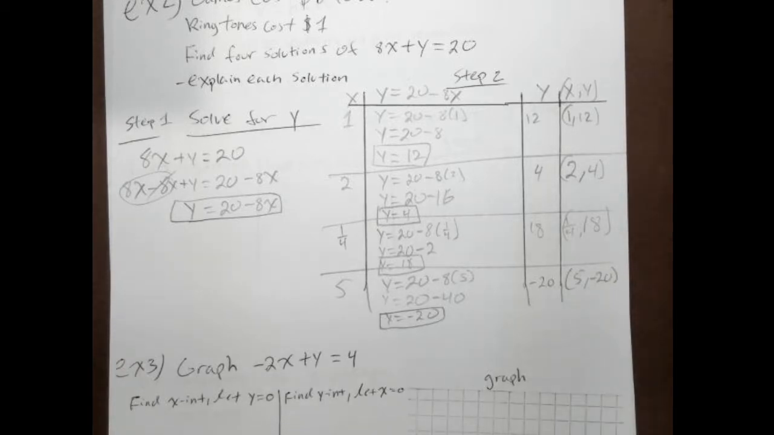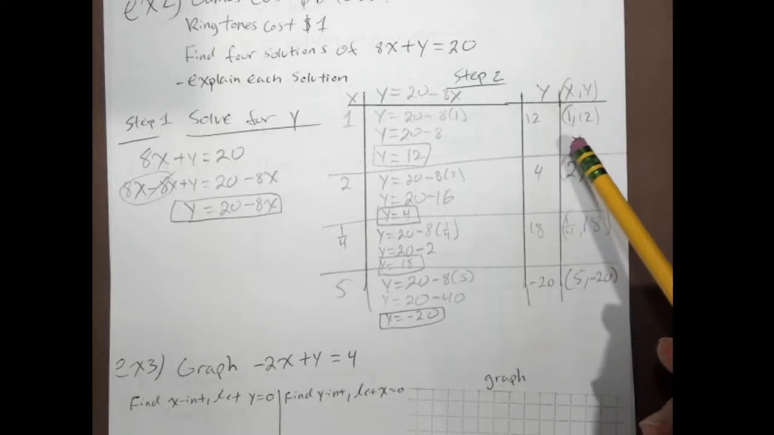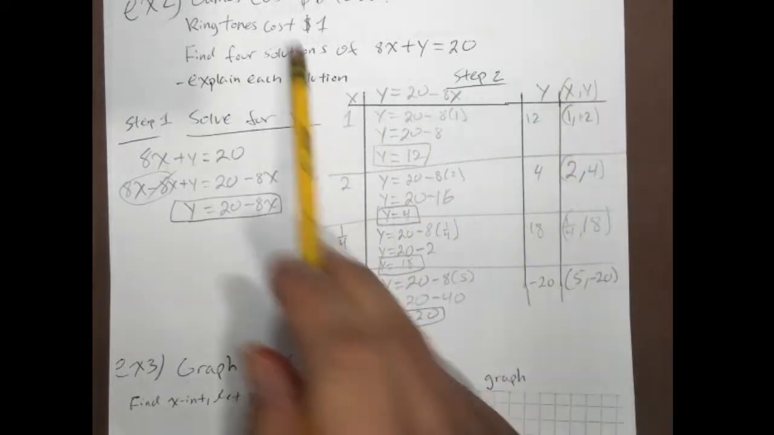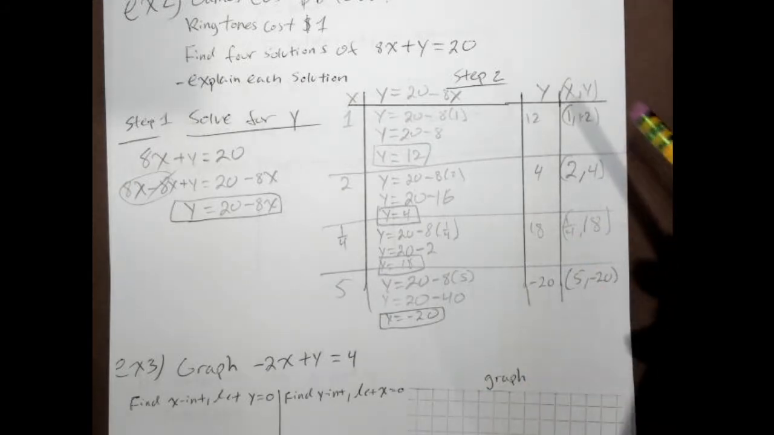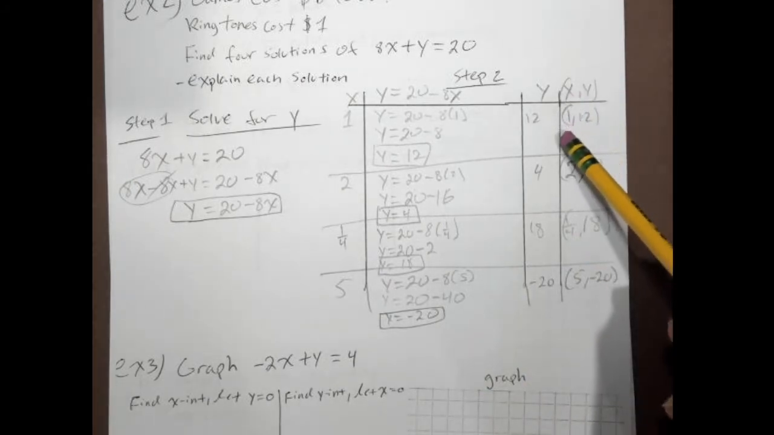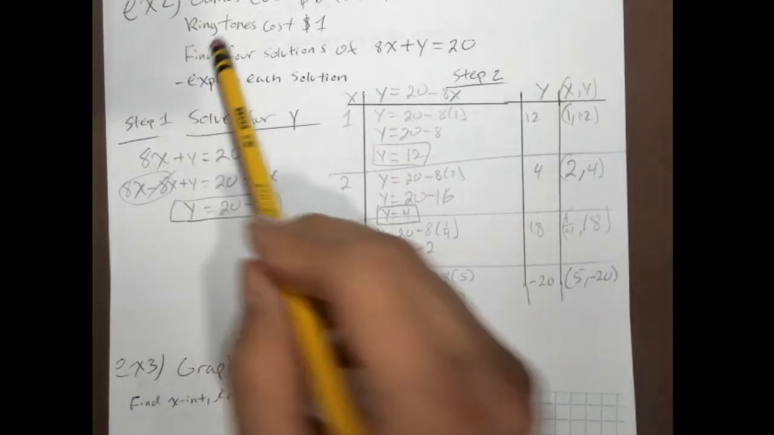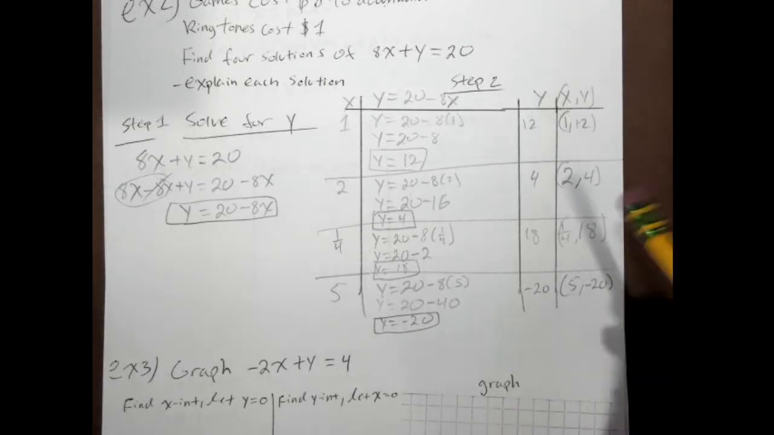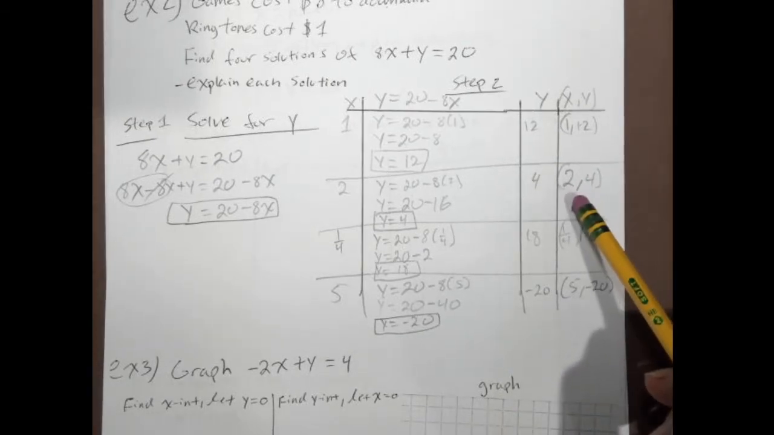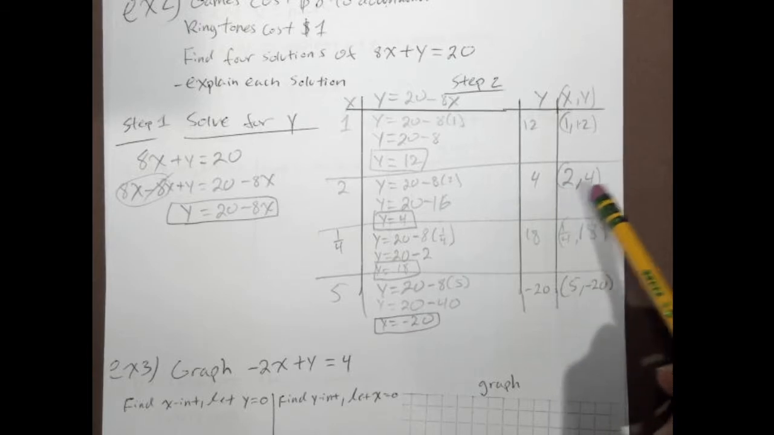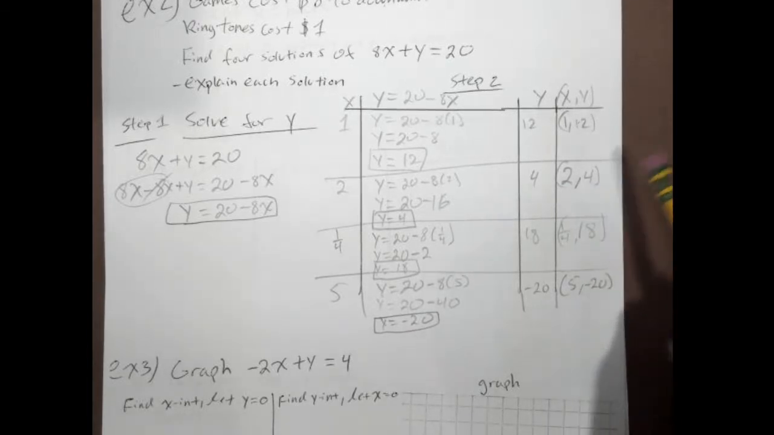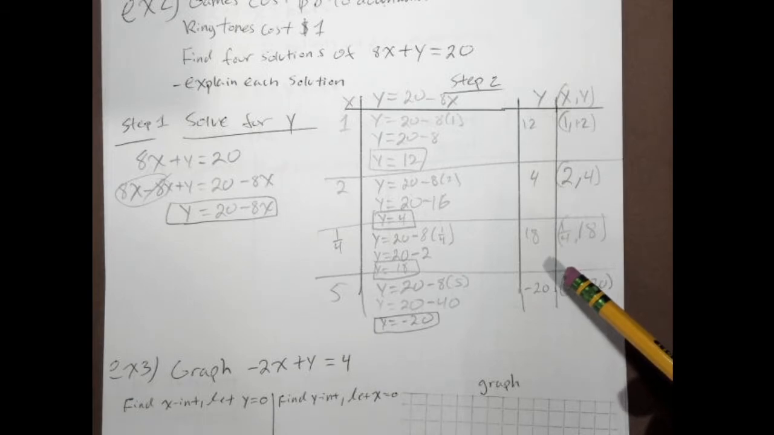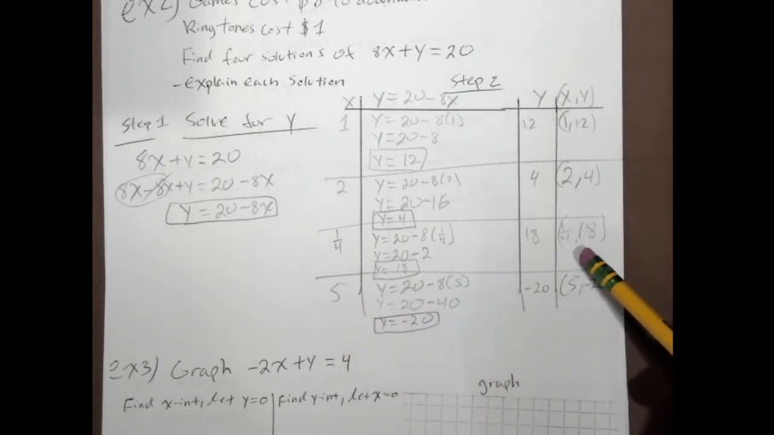The last part of this problem says explain each solution. So if we look at the first one, it says (1, 12), where x represents the number of games. So this means that we can download one game, and y represents the number of ringtones. So that means one game, 12 ringtones. That's a possible solution. The second example says (2, 4). So that means we can download 2 games and 4 ringtones. It's also possible. The third solution we have is 1/4 for x. So we can't really download 1/4 of a game.